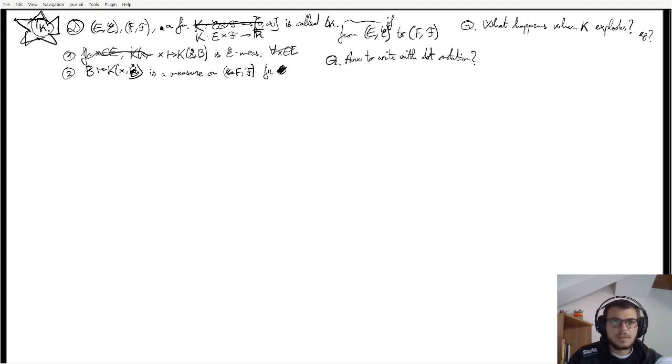This thing is for any B in F. It's a measure on F for any X in E, correct? Here it doesn't say this, but it should be a measure on F, I think. So the question is, is it a measure on F?